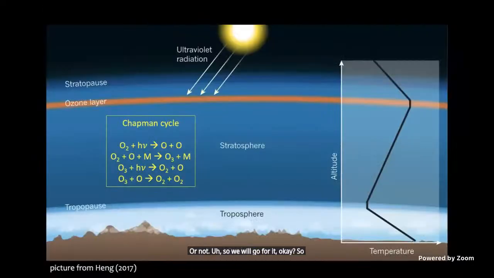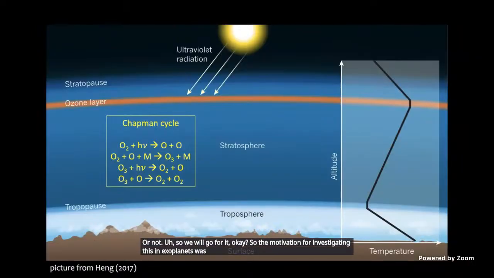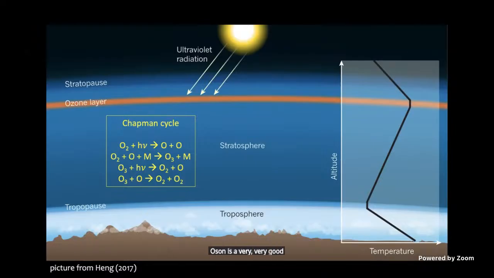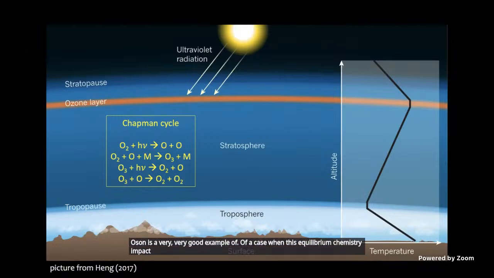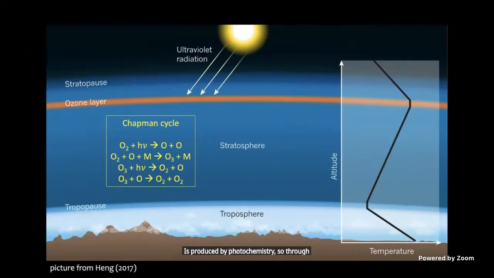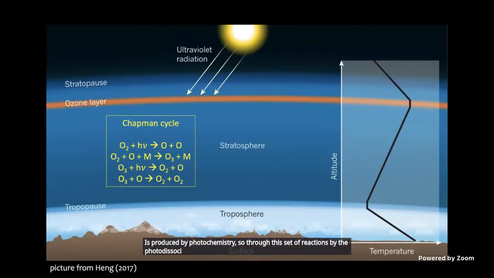The motivation for investigating this in exoplanets was the case that we have here in our own Earth atmosphere, the case of ozone. Ozone is a very good example of a case when disequilibrium chemistry impacts the temperature, okay? Ozone is produced by photochemistry, so in chemical equilibrium, the abundance should be fairly low. It is produced through this set of reactions: the photodissociation of O2 and then the three-body recombination to form ozone, and then these other reactions that close the cycle.